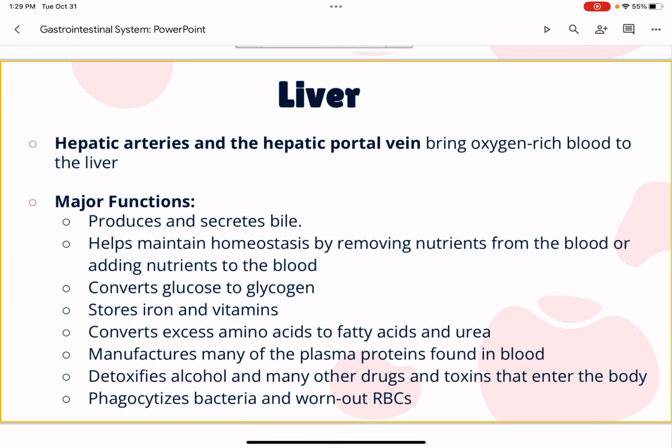The major functions of the liver are: produces and secretes bile, helps to maintain homeostasis by removing nutrients from the blood or adding nutrients to the blood, converts glucose to glycogen, stores iron and vitamins, converts excess amino acids to fatty acids and urea, manufactures many of the plasma proteins found in blood, detoxifies alcohol and many other drugs and toxins that enter the body, phagocytizes bacteria and worn out red blood cells.